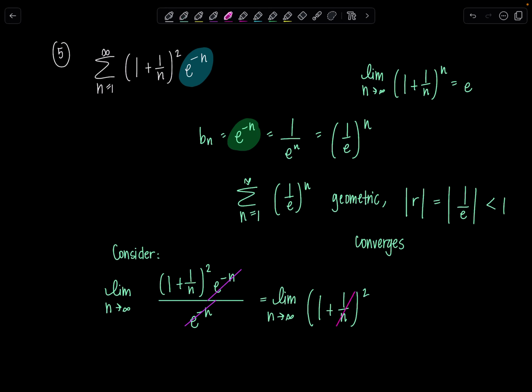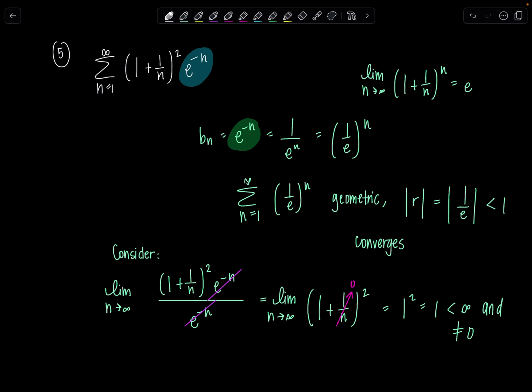1 over n goes to 0. This is not an indeterminate form because we have 1 squared. That's a finite number. It's not infinity. Then it would be indeterminate. So this is 1 squared, which is 1, which is finite and non-zero. Look how that just fell into place beautifully.